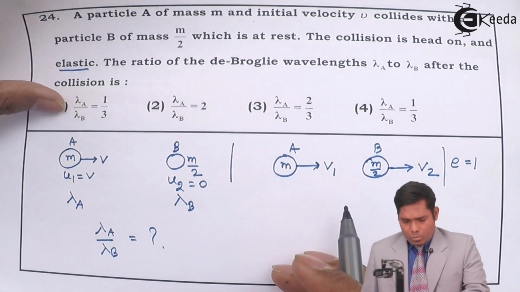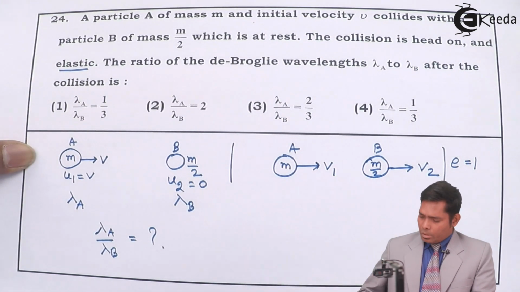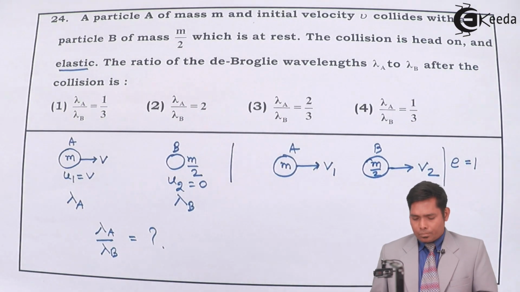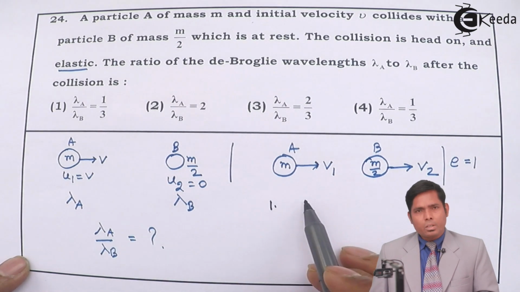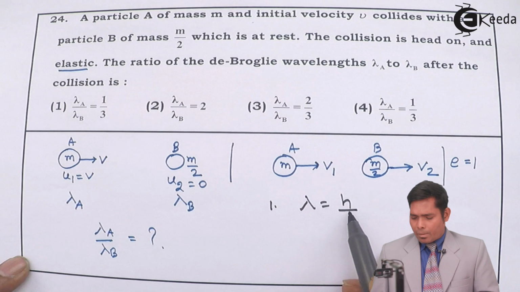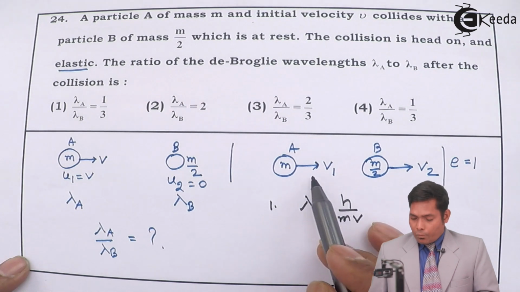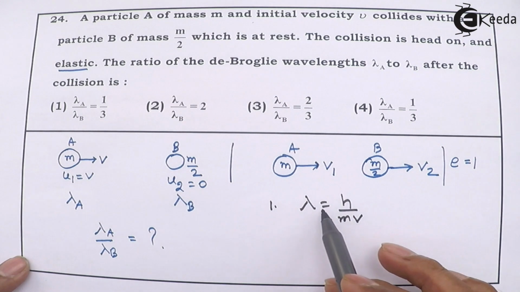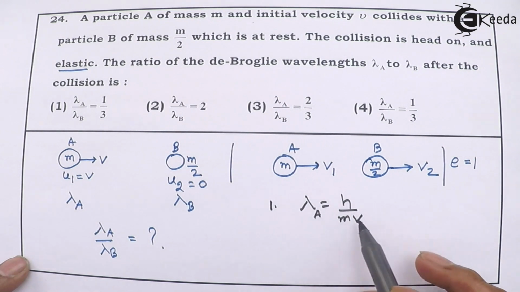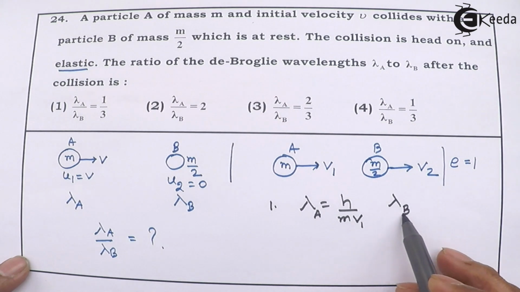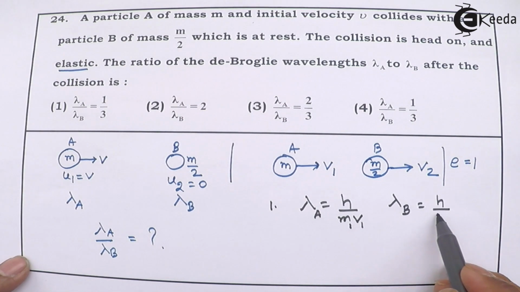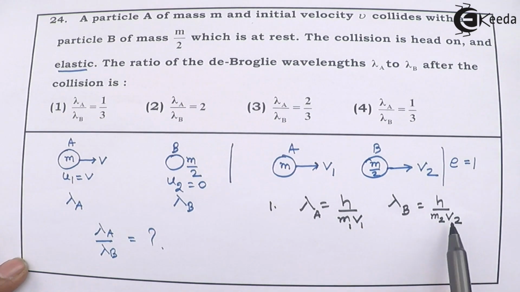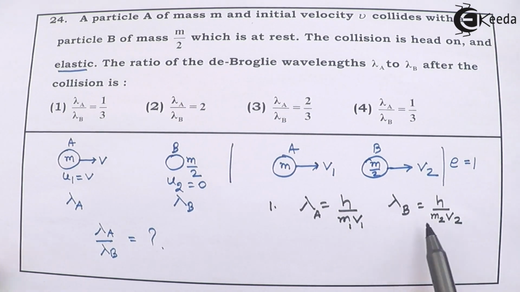Now we have to have equations. Let me first explain the concepts that we're going to use. Firstly, we can get lambda from de Broglie's wavelength, which is given by lambda equals h by mv, that is h by p. So in the final case after collision, for this object it will be lambda A equals h by m1 v1, and for that object lambda B equals h by m2 v2. So basically you have to find this v1 and v2. These are the two unknowns.